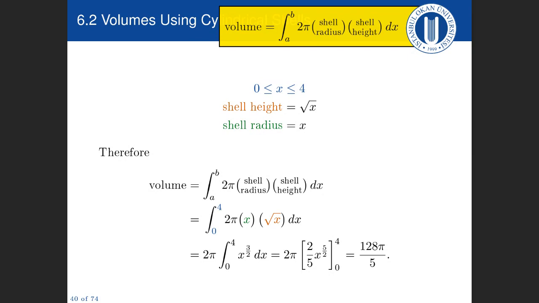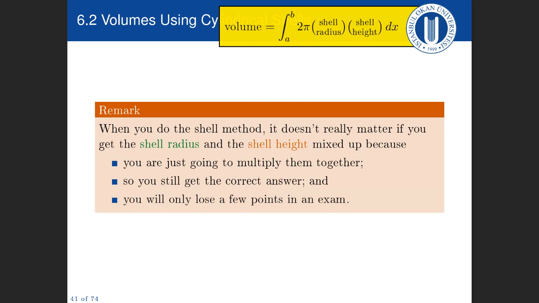Let's do another one. But before we do another one, let me just remark, when we do the shell method, it doesn't really matter if you get the shell radius and the shell height mixed up, because you're just going to be multiplying these two numbers together. So you'll still end up with the correct final answer, and at most, you're only going to lose a few points in the exam. So don't worry too much if you get shell radius and shell height confused.